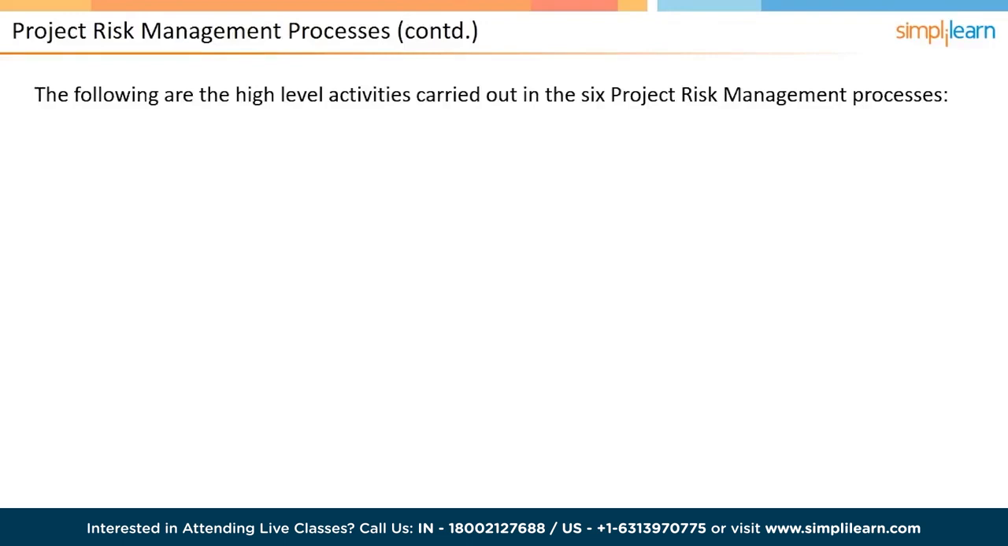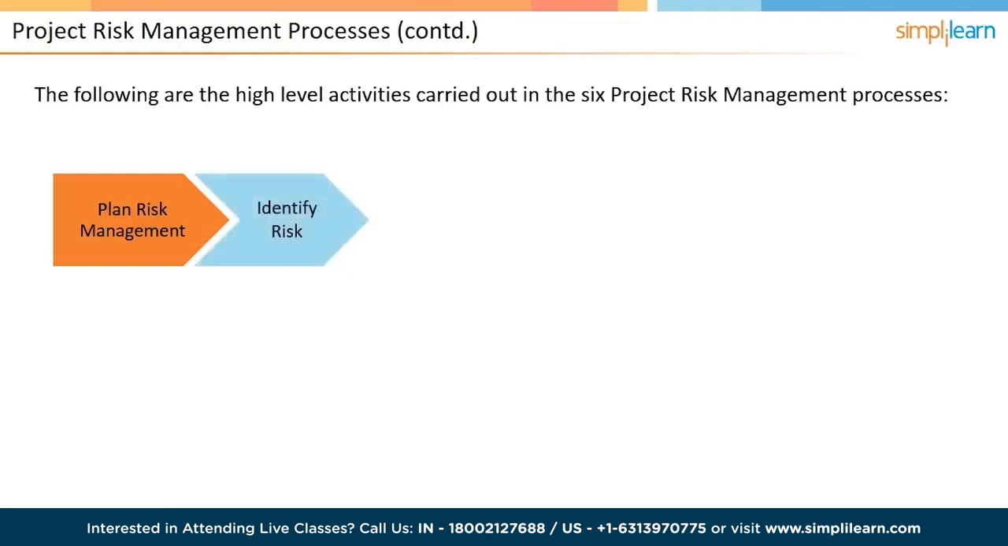The first process is Plan Risk Management. In this process, you define the scope and objectives of the project risk management processes. The key output of this process is the Project Risk Management Plan. The second process is Identify Risks. In this process, you identify maximum possible known risks. You will be focusing on the tools and techniques used in the process of identifying risks. The key output is the risk register.